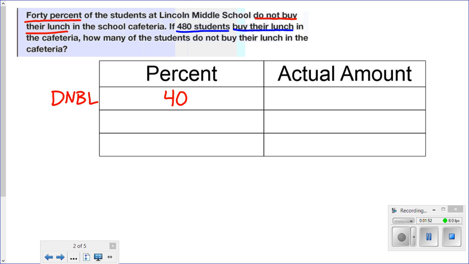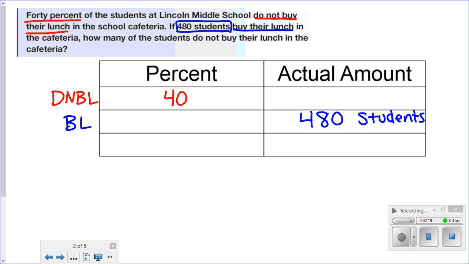Next information that we need: 480 students buy their lunch. So there you can see your new title, buy lunch. Here, do not buy lunch. Now we have buy lunch, and now we have not a percent, but an actual. So what are we going to fill in here for buy lunch? 480. If you want to, so you don't forget what to label, you could put students in this ratio box.